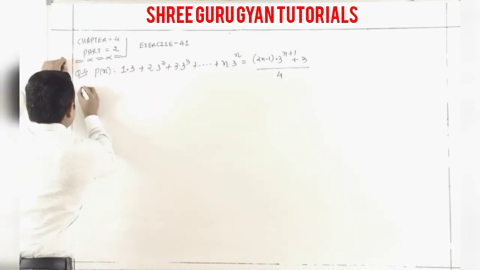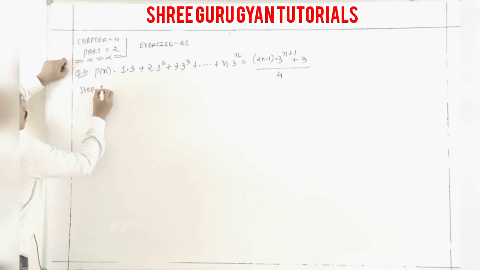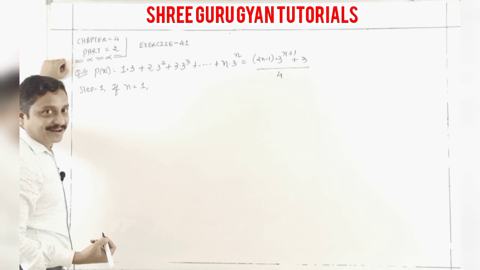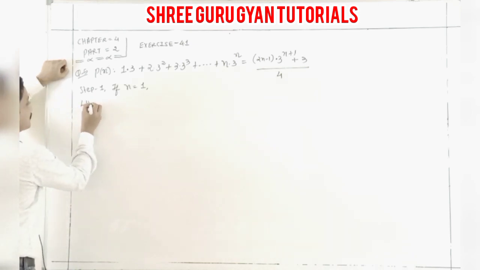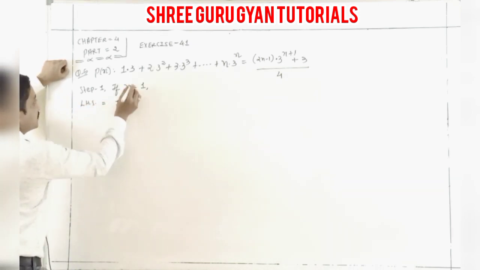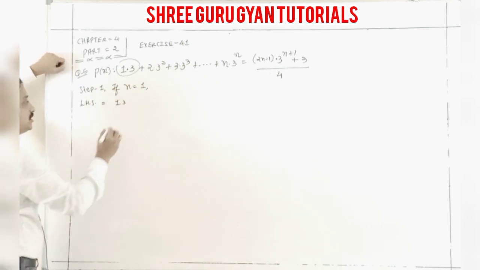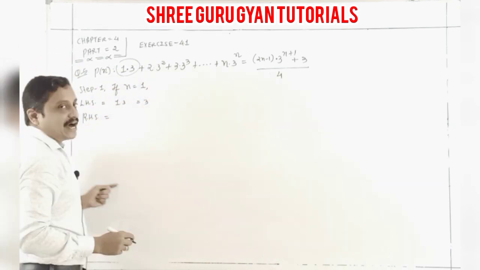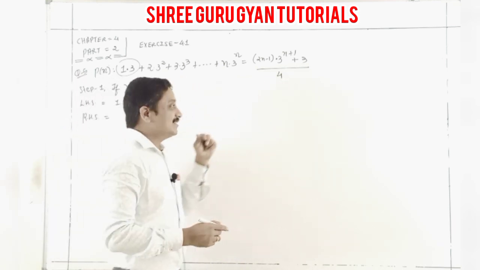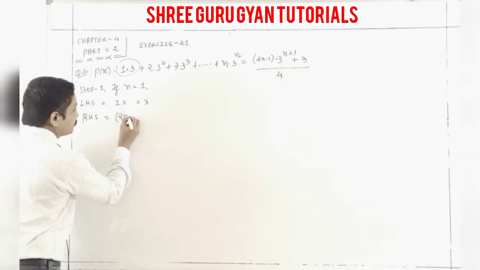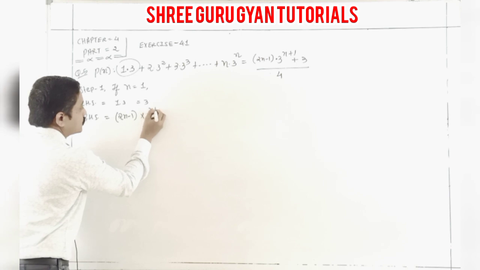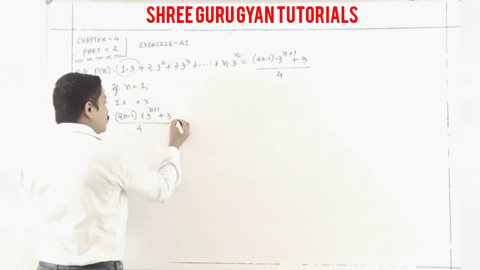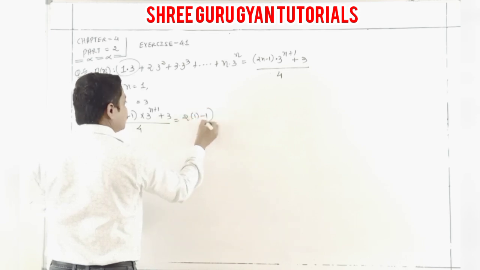Step 1: if n is equal to 1. So what is the LHS? Our LHS is this, it is 3. And what is the RHS? Yes, RHS is that one: (2n minus 1) times 3 raised to n plus 1, plus 3, by 4. Putting 1 in place of n.